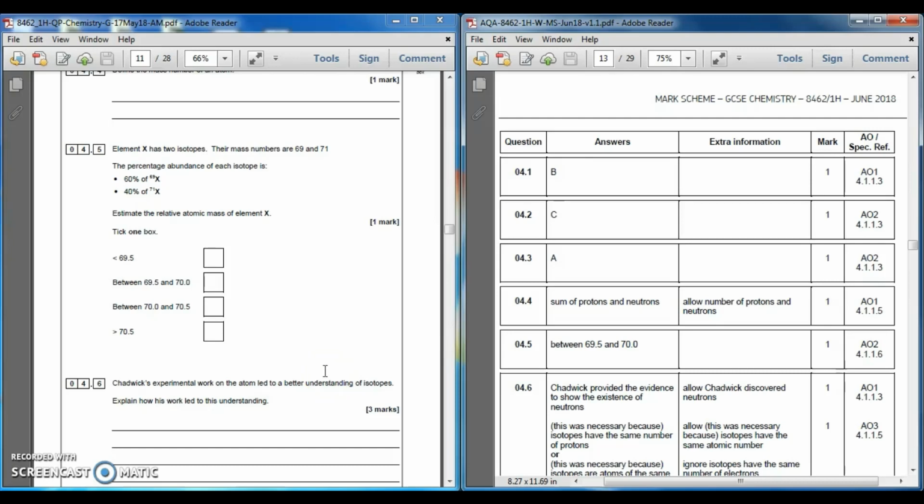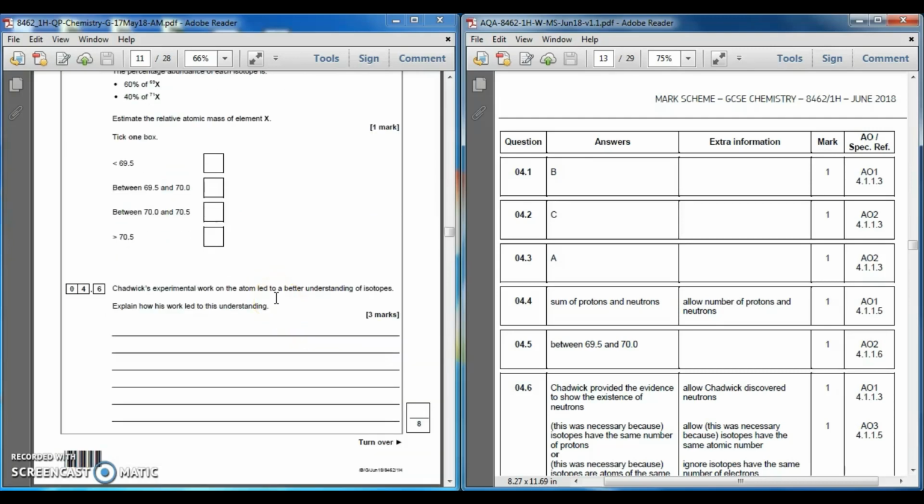And finally, question 4.6, let's take that pin back out again, because we just left where Bohr had added energy levels. The next step is this guy called Chadwick comes along. Chadwick splits up the nucleus into the protons with the positive bit because he discovers the neutrons with the neutral bit. First mark, Chadwick discovered neutrons.